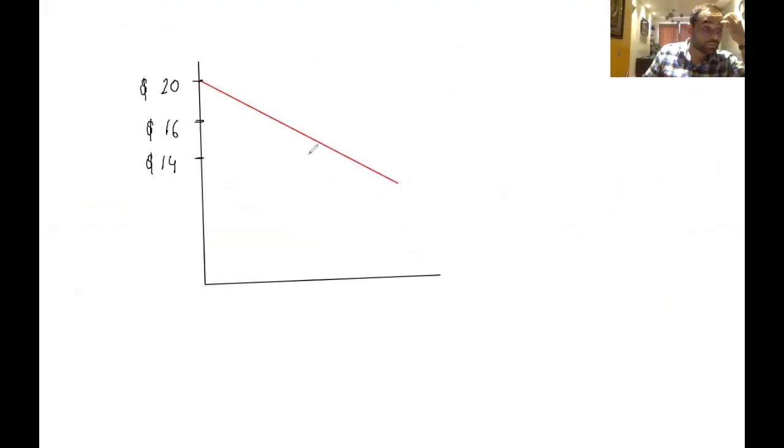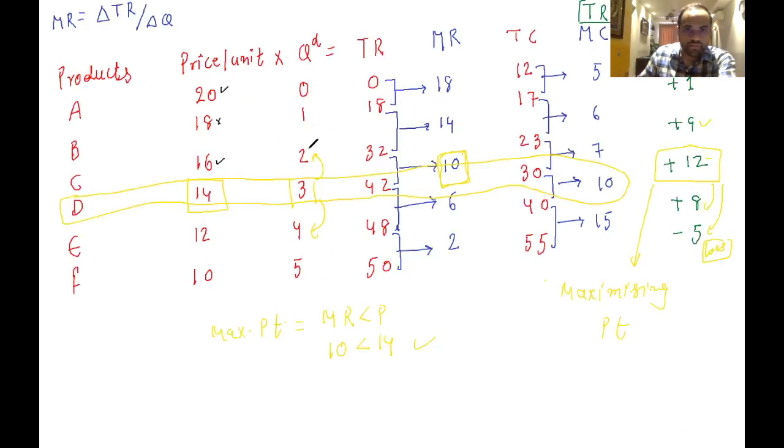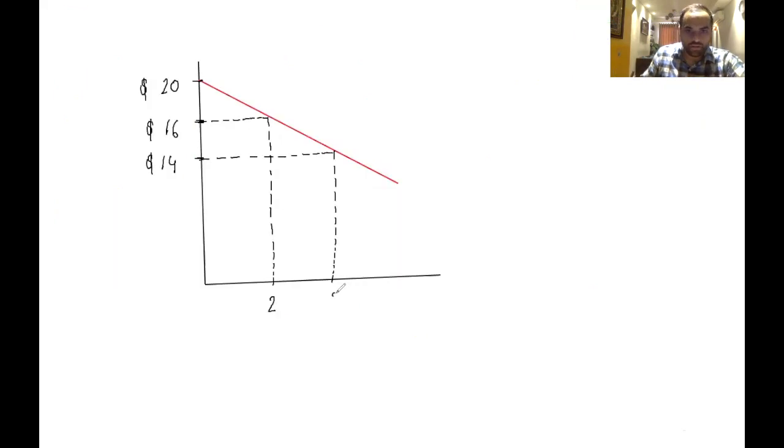So draw this one here. This is your demand situation, right? So 16 for quantity 2, and 14 for quantity 3. This is quantity, and this is your price and marginal revenue.